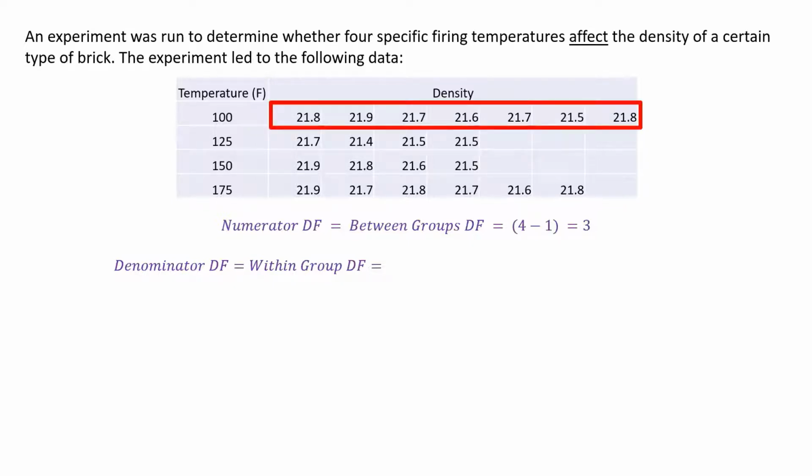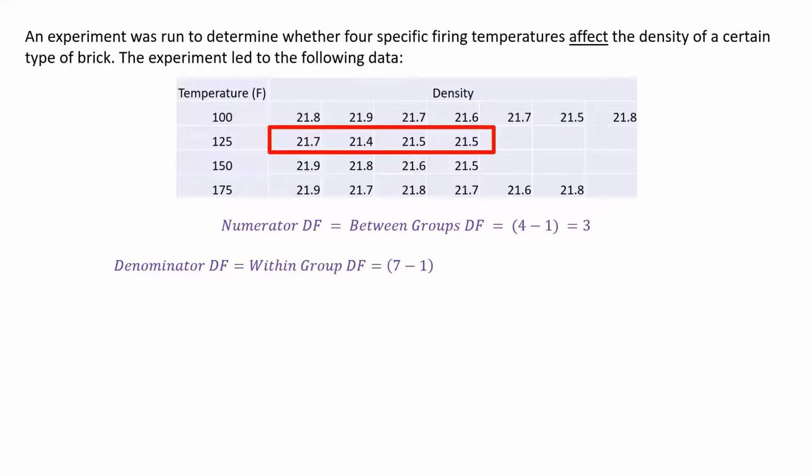Here is the first group. That group has 7 readings. That means from the first group, we have 7 minus 1, which is 6 degrees of freedom. Here is the second group. There are 4 data points in it. That means from the second group, we have 4 minus 1, which is 3 degrees of freedom. Here is the third group.